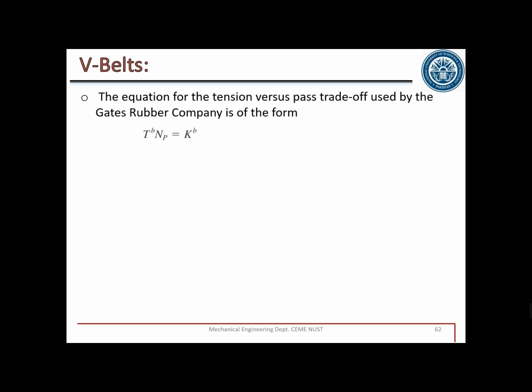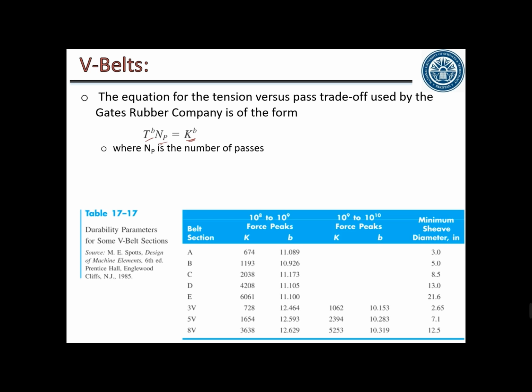Then we have to calculate the life of the belt. There is an equation given. Gates Rubber Company has used this equation, that for any tension and KB factor, we can calculate the number of passes. But as in each pass we have two peaks, one of T1 and one for T2, and both of these peaks cause a number of cycles. So from this equation we can say that the number of passes is equal to K by T whole power B. So these are the number of passes.